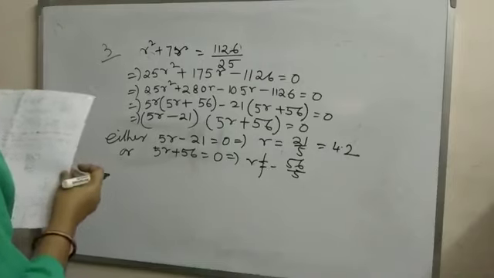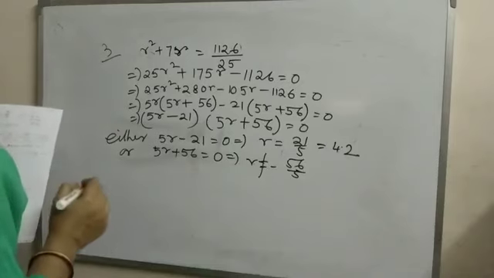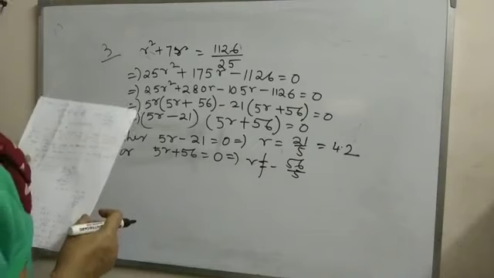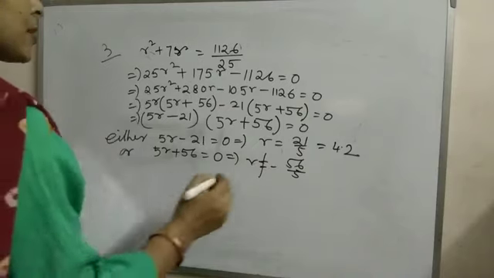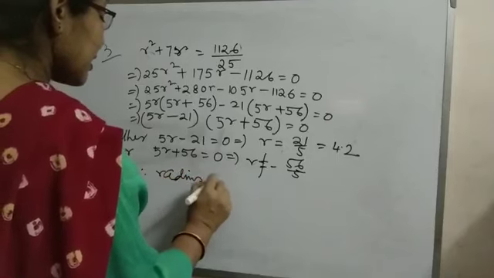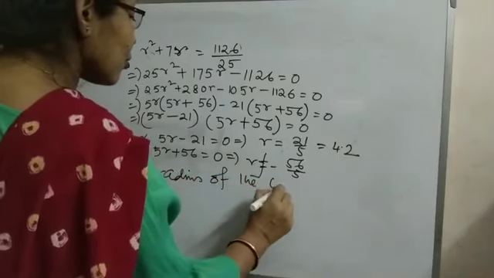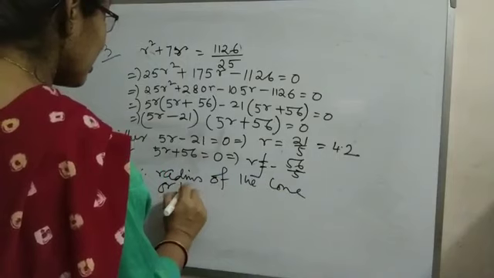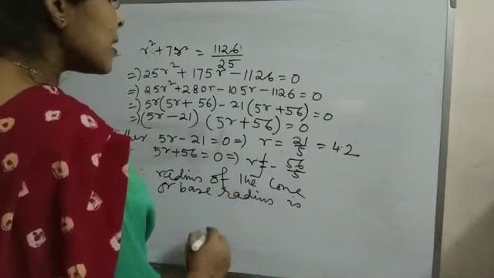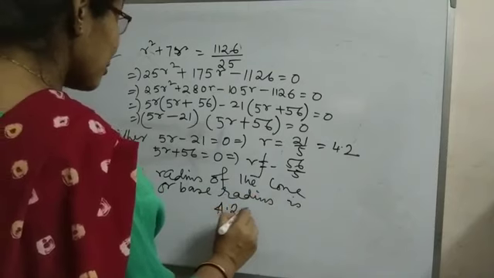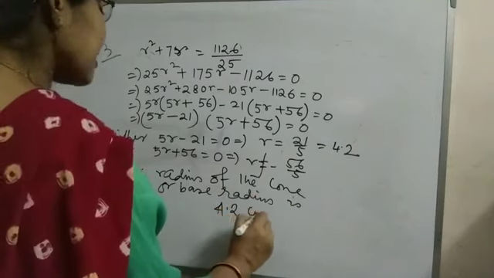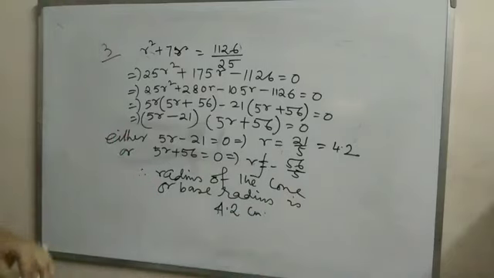So the question is find the radius, here it is told that the base radius, that means the radius of the base of the cone. Therefore radius of the cone or base radius is 4.2 centimeter. Okay.